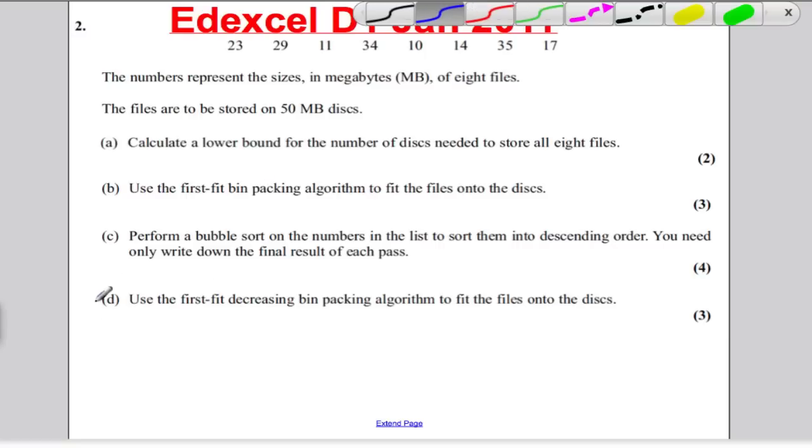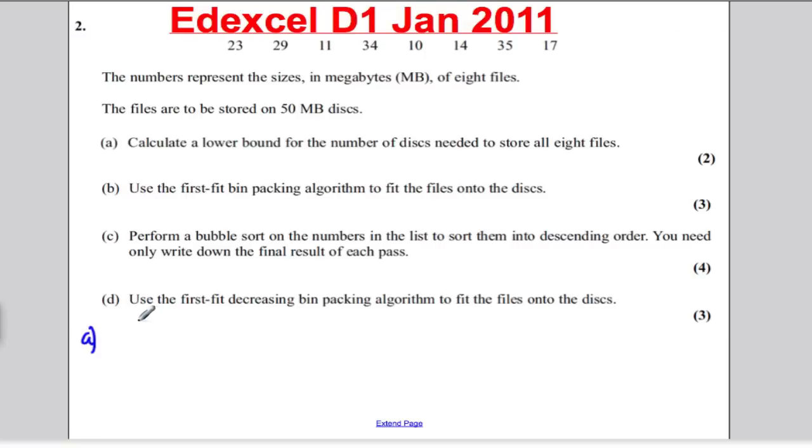Okay, it asks us for part A to work out a lower bound. As always, you add the numbers up and you divide by how much is in each space here. So we're going to add these numbers up. We're going to add 23 plus 29 plus 11 plus 34 plus 10 plus 14 plus 35 plus 17 for the lower bound.